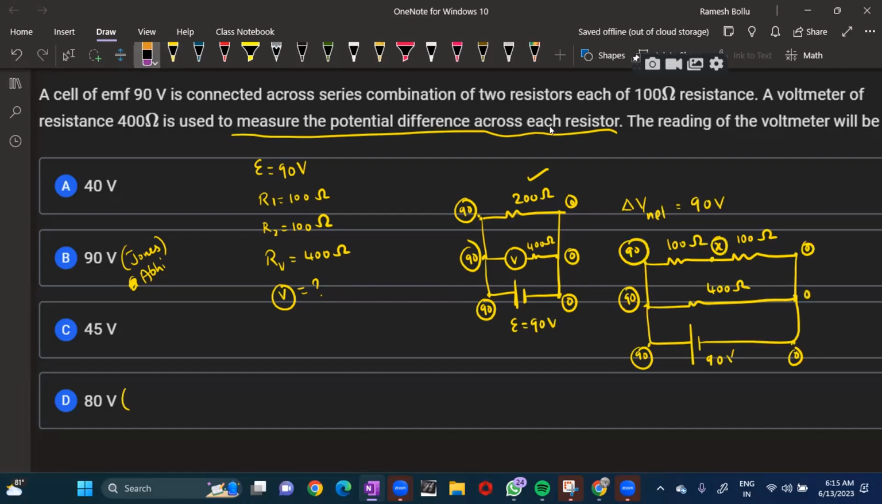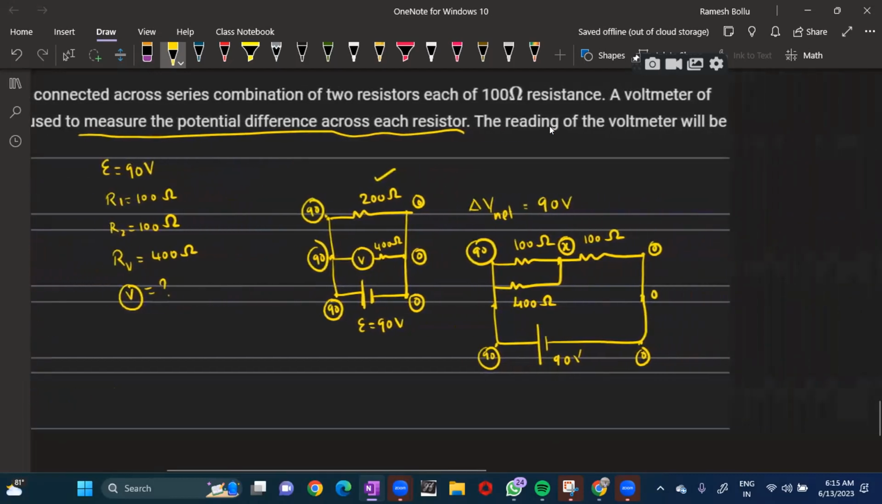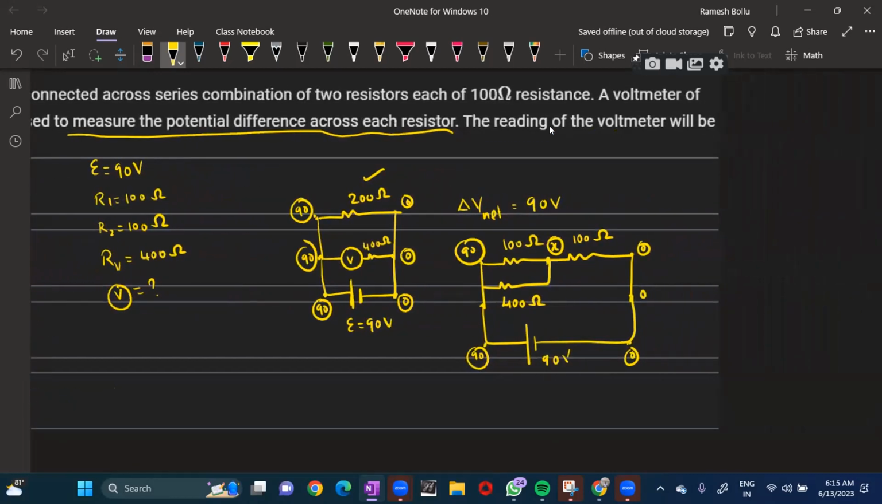Now, a voltmeter should not be kept here. Where do you have to keep it? Across any one of the resistors. I will keep it like this. This is 400 ohm. In this case, what is the reading of the voltmeter he was asking? If you find the junction X voltage, that is game over. What is the junction law? The sum of the currents going out of the junction is zero.